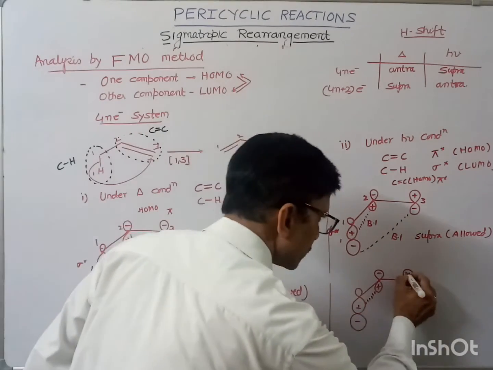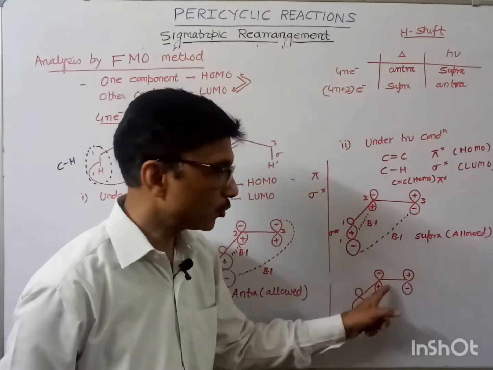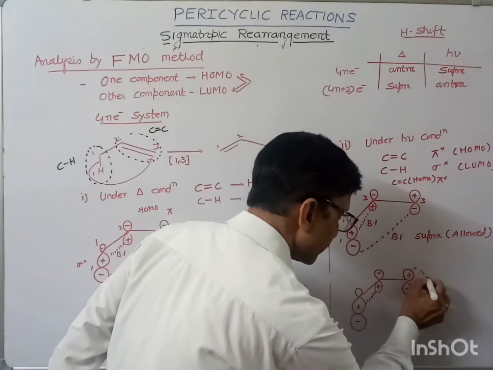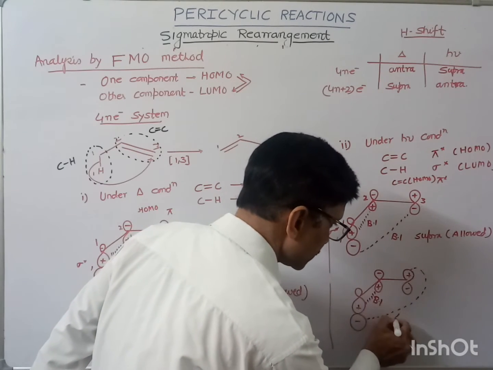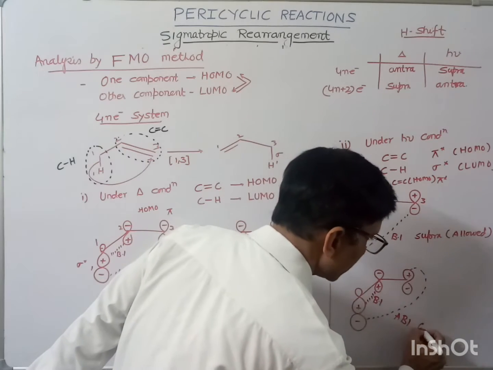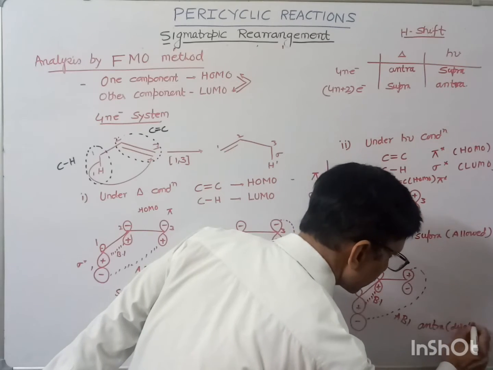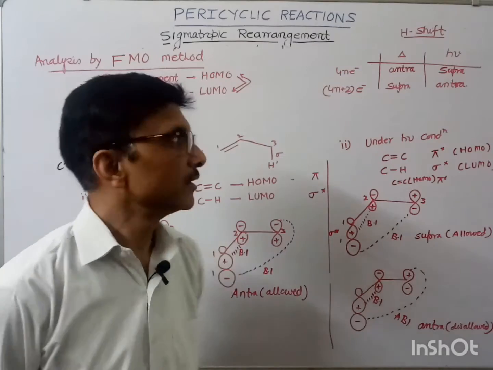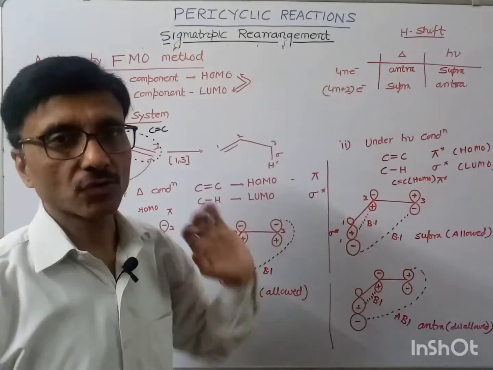Okay. Now the interaction will be from the opposite lobe. Opposite lobes will interact. So this is a bonding interaction, this is an anti-bonding interaction, and this is disallowed. So intra is disallowed over here. Clear? So this is the case for the 4n electron system.